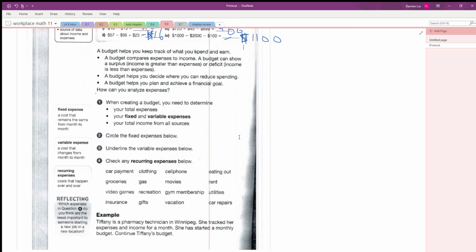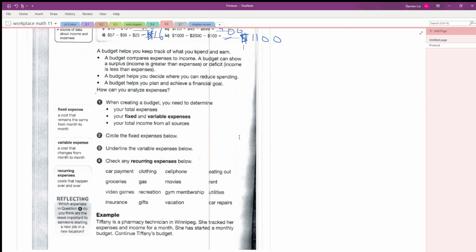All right, if you get other things that come on a regular basis, if you've subscribed to something on your phone app, like a music app, where you're paying for it on a regular basis, that's a fixed expense, right? A variable expense, on the other hand, is a cost that changes from month to month. It varies. Okay, and a recurring expense means that it happens monthly or over and over again.